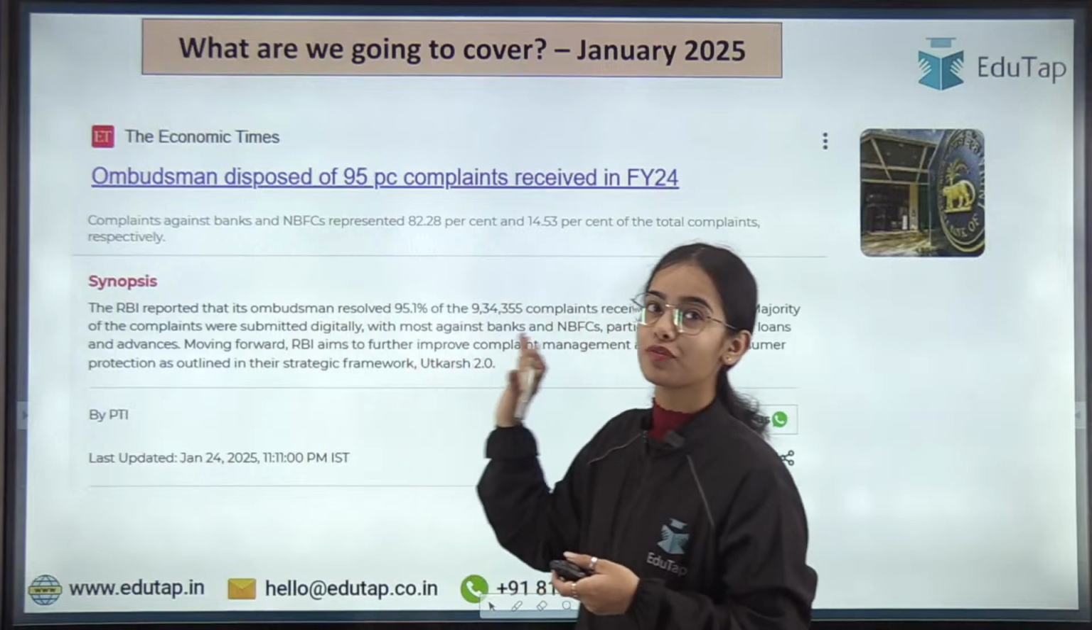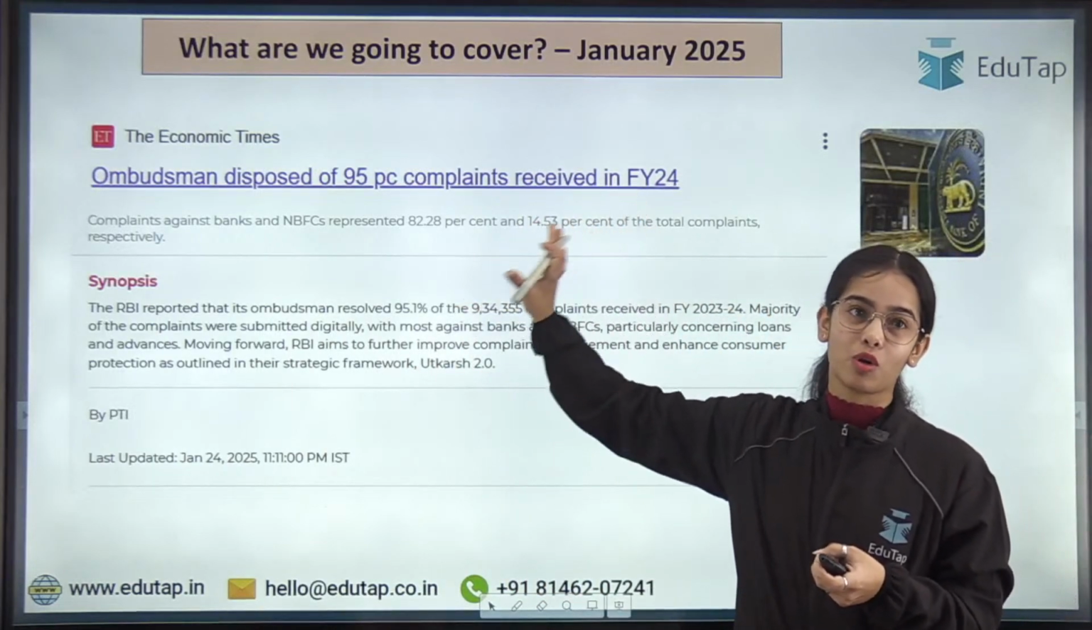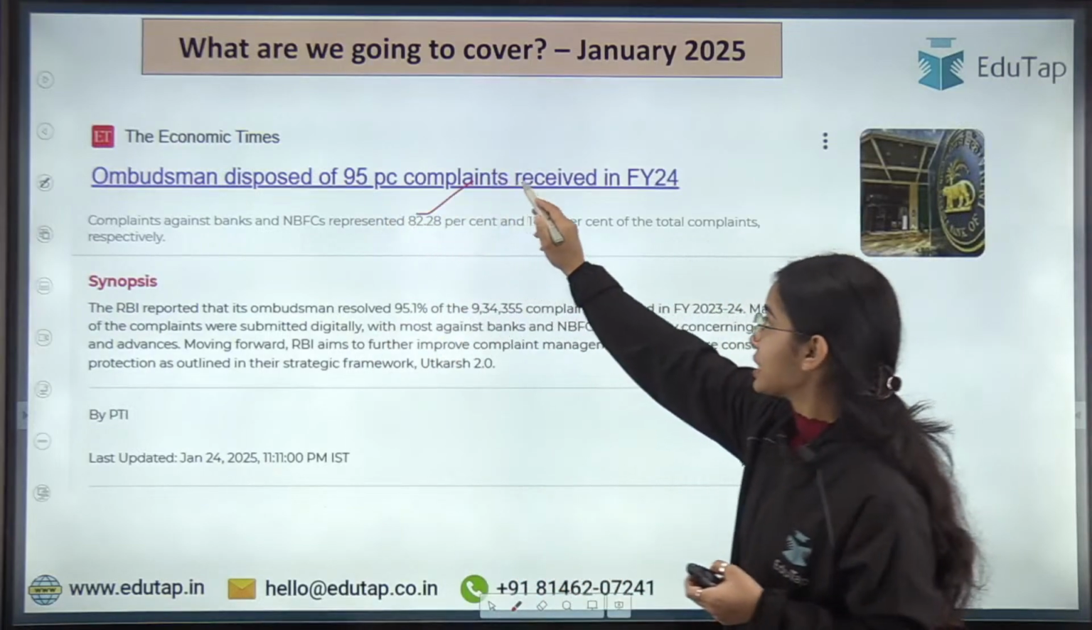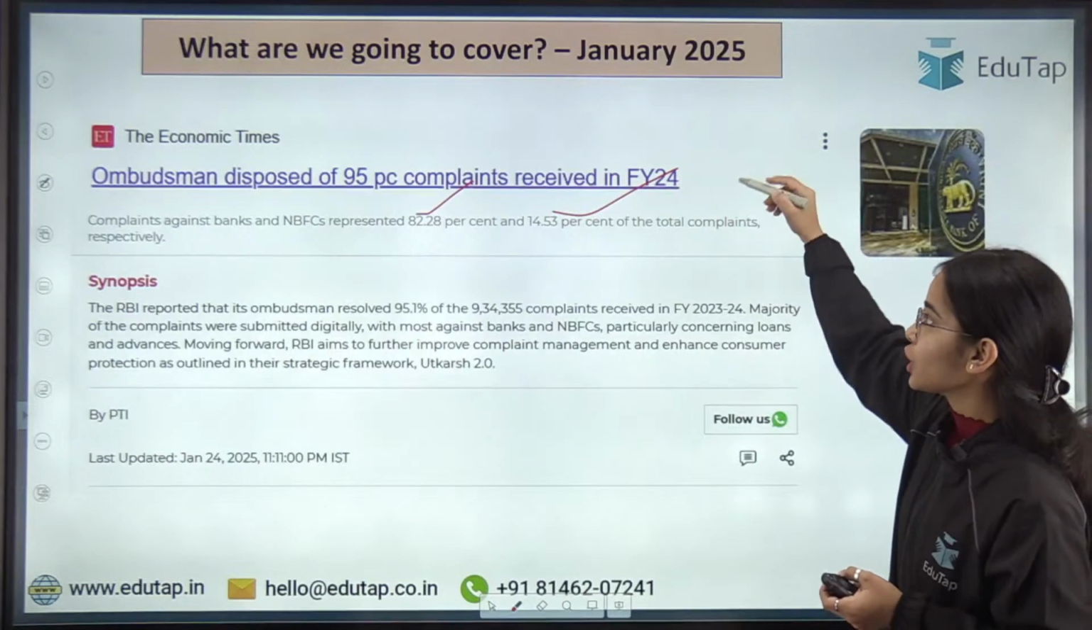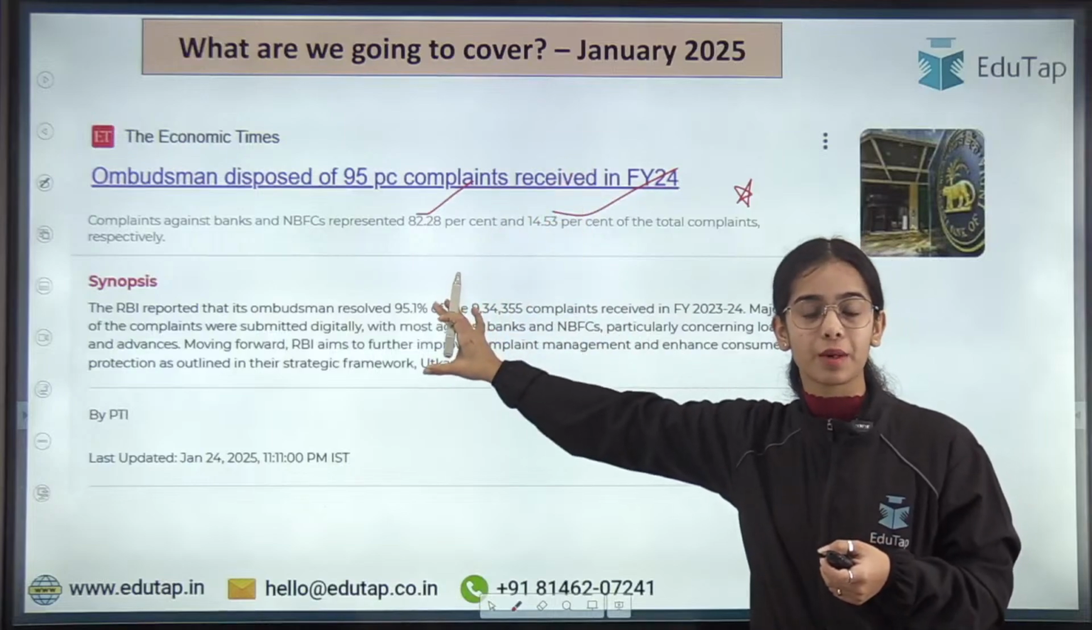And in today's session, we are going to have a clear understanding of the annual report of the Ombudsman. The Ombudsman disposed of 95% of the complaints received in financial year 2024. So we will discuss what the complaints are, and from where the Ombudsman receives the complaints.